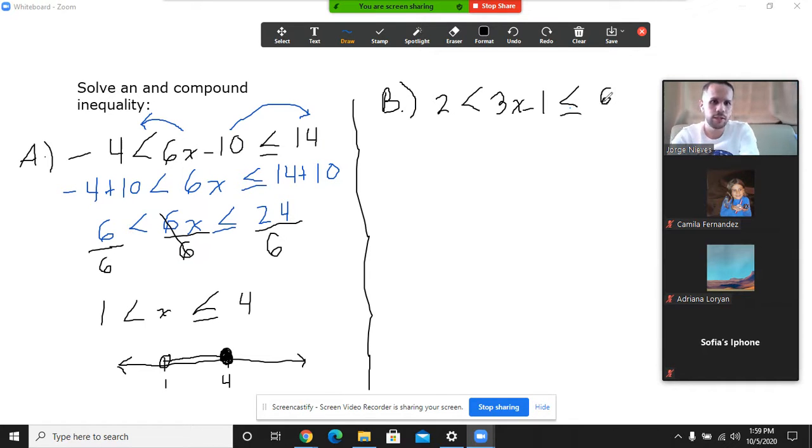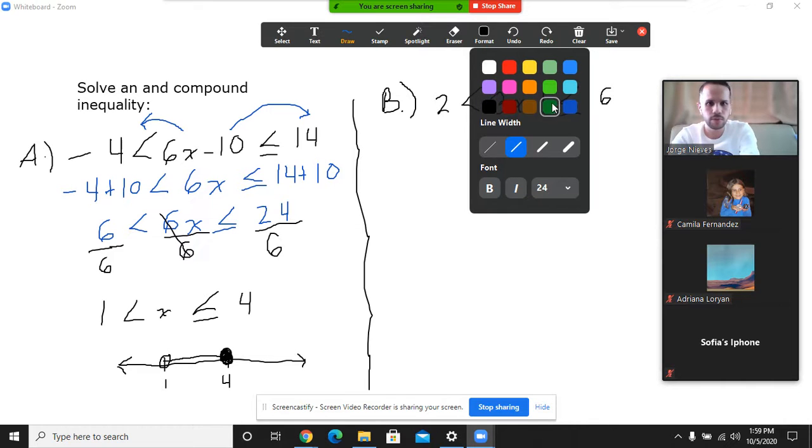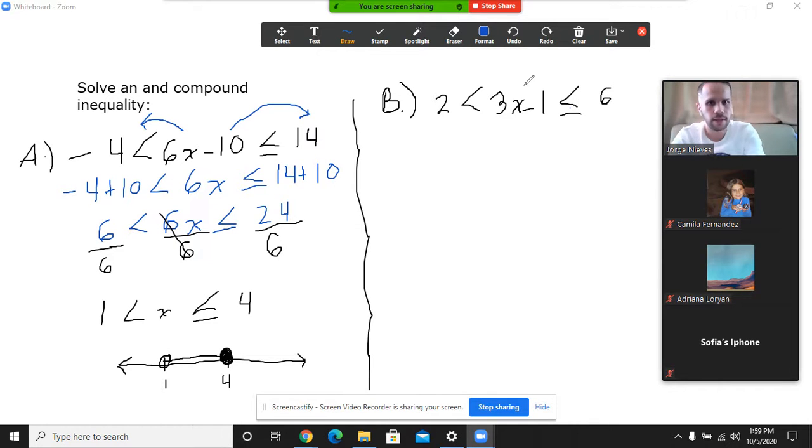Okay, let's do this one. It's very similar to the past problem we did. Okay, so I'm going to add 1 on both sides, so I leave the 3x alone. So it's going to be like this: 2 plus 1 less than 3x less than or equal to 6 plus 1.